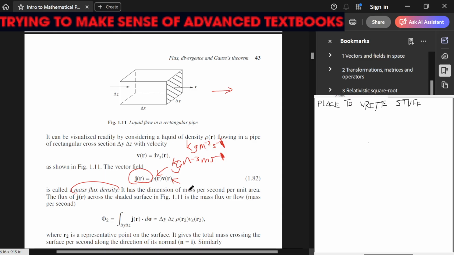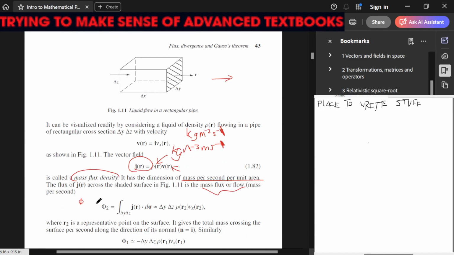It has a dimension of mass per second per unit area. The flux of J(r), which is this thing, across the shaded surface is the mass flux of flow, mass per second.